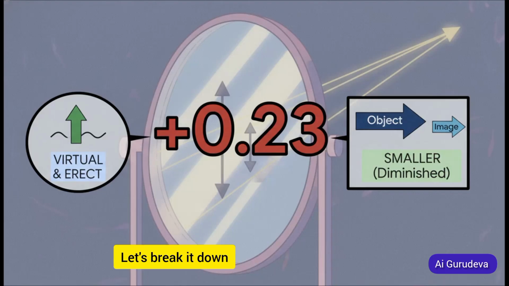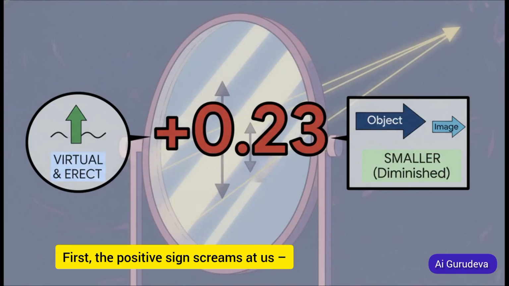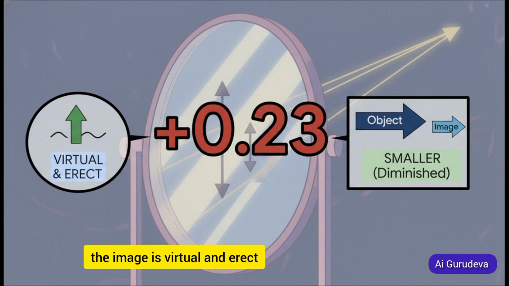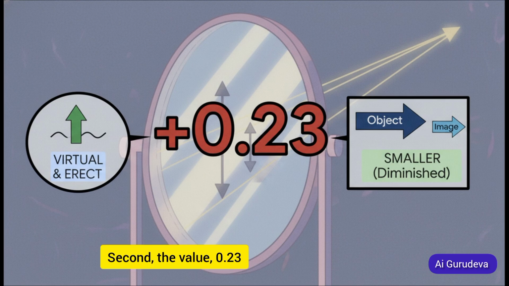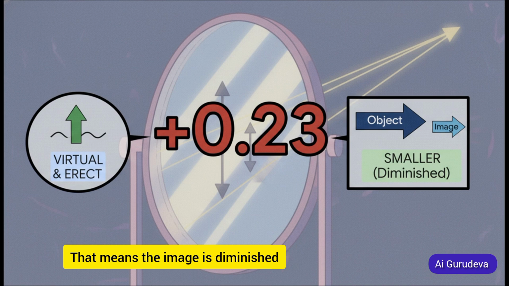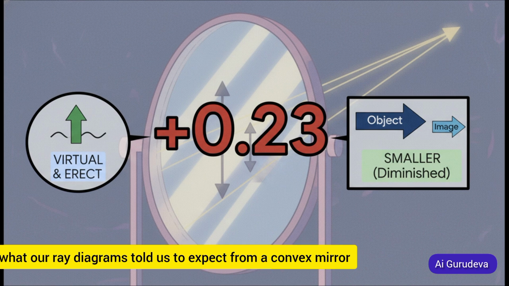Let's break it down. First, the positive sign screams at us. The image is virtual and erect. It's behind the mirror and standing upright. Second, the value 0.23 is way less than 1. That means the image is diminished. It's much smaller than the object. And that is exactly what our ray diagrams told us to expect from a convex mirror.